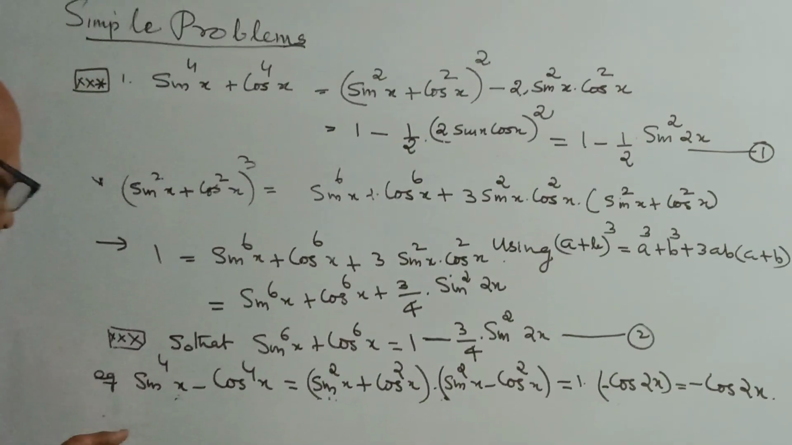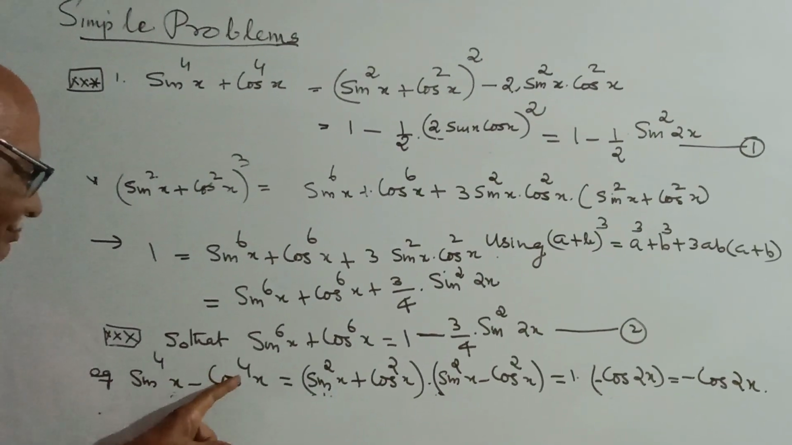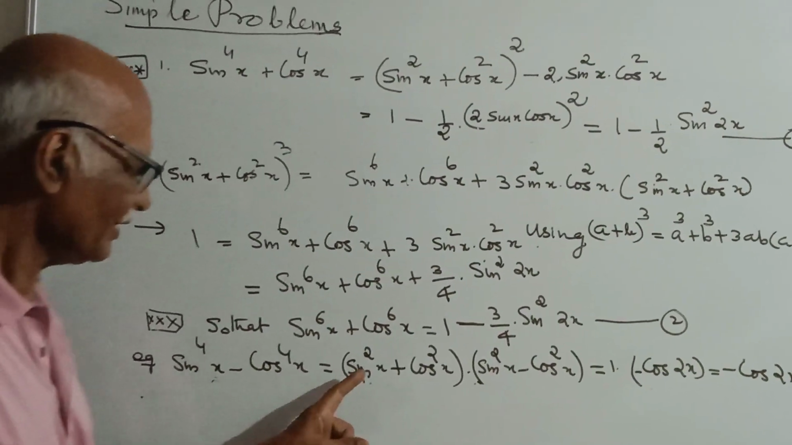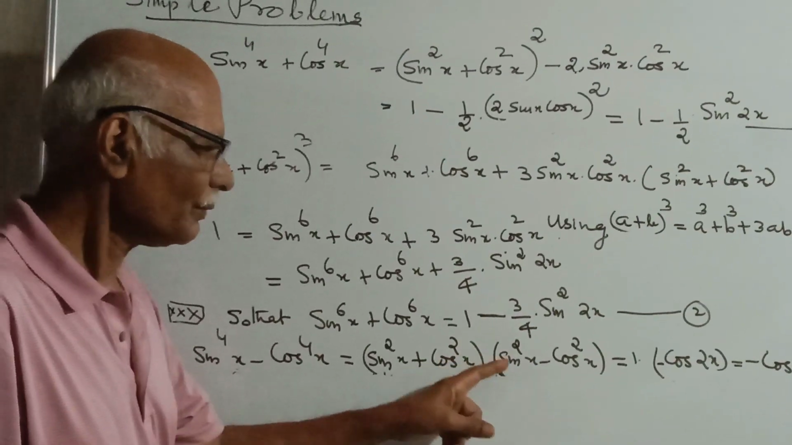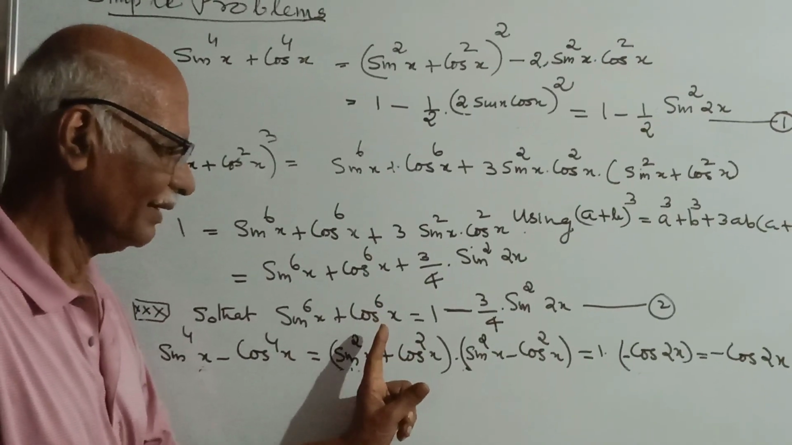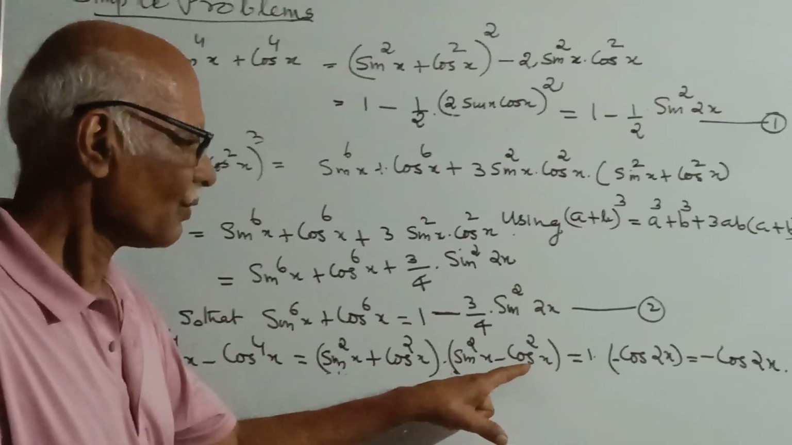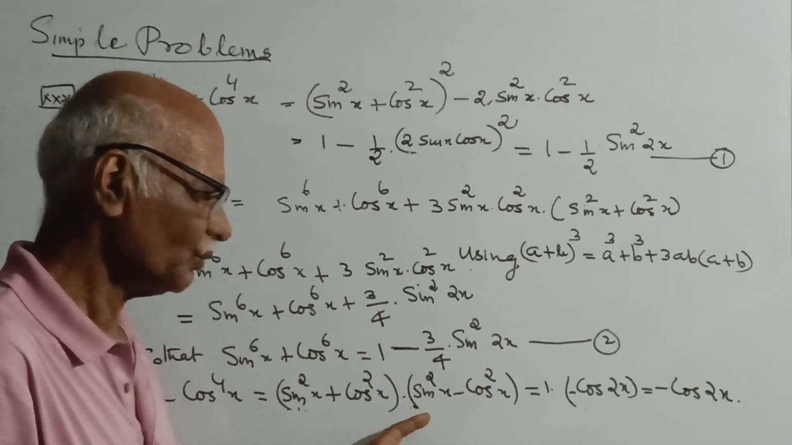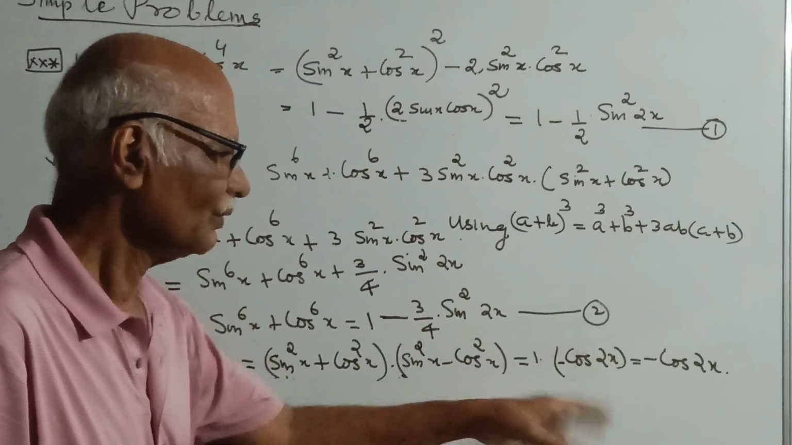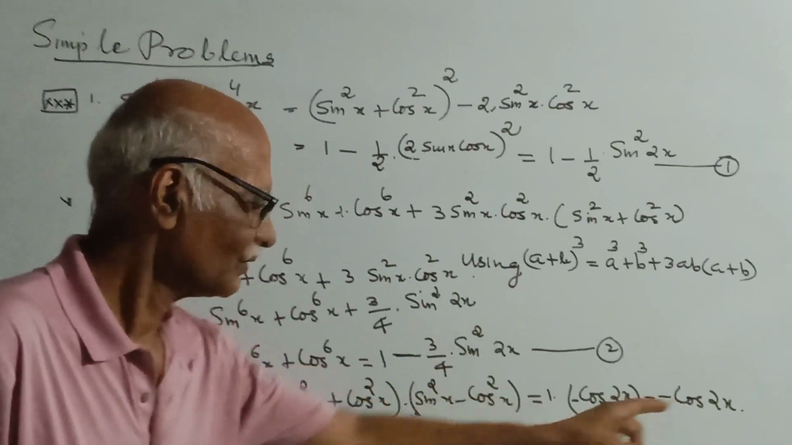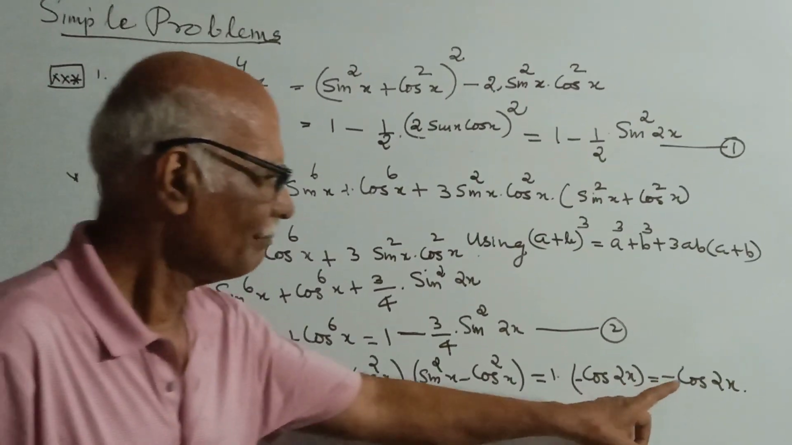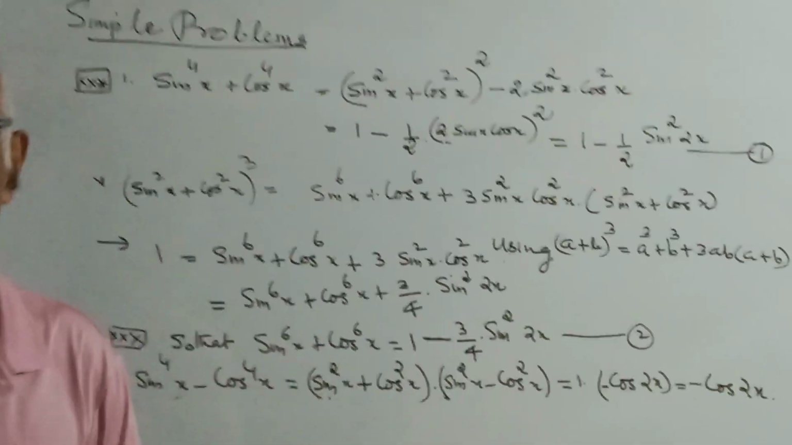Now we consider a simple example. Sin raised to 4x minus cos raised to 4x. It is something like a squared minus b squared. So it is sin squared x plus cos squared x into sin squared x minus cos squared x. Sin squared x plus cos squared x is 1. So 1 into, cos squared x minus sin squared x is cos 2x. Therefore, sin squared x minus cos squared x is minus cos 2x. So net effect is minus cos 2x. So sin raised to 4x minus cos raised to 4x equals minus cos 2x.